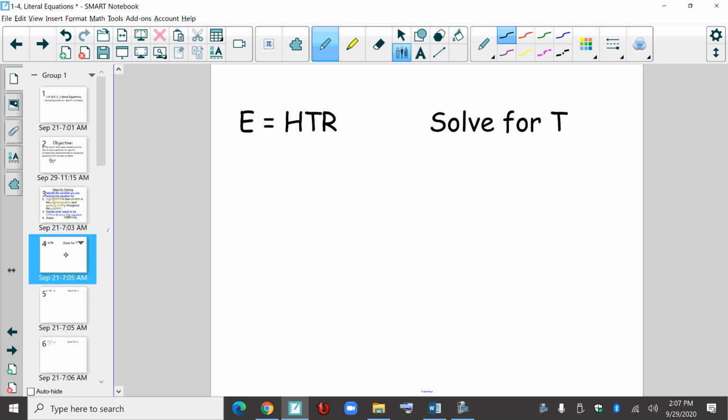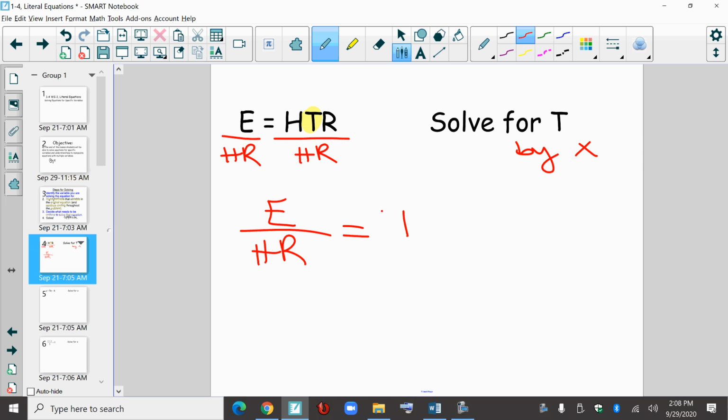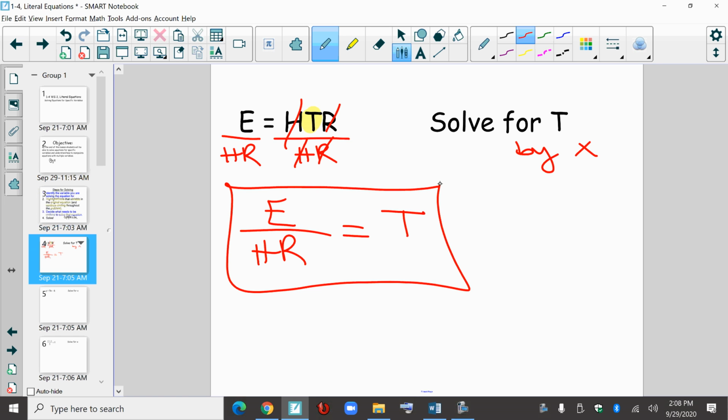So here we go. Very first thing we're going to do, it says to solve for t. I'm going to highlight the t. What is attached to t? H and R are both attached to t by multiplication. So since it's by multiplication, I need to divide to get rid of it. So if I divide by the h and the r, I'm left with e over h r is equal to t. The h and the r both go away, and you are done.